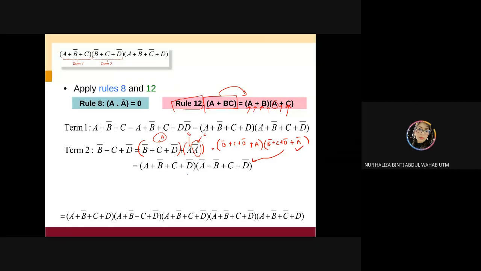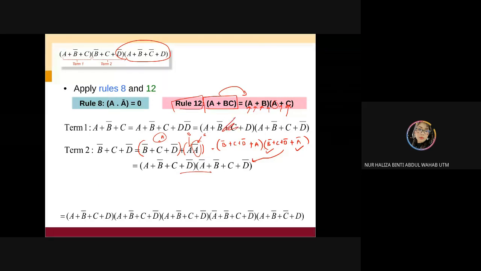So in terms of proper looks, you put A in front only, but it is a correct answer. And lastly, you have another one, term 4. And you combine all the terms, you're going to get A plus B bar plus C plus D.